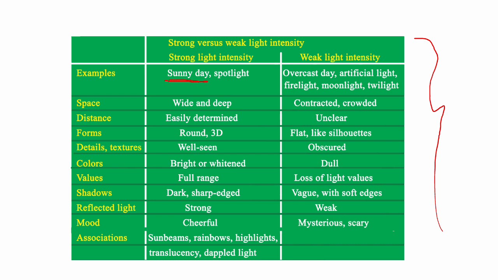Strong light intensity would be a sunny day or a spotlight. Weak light intensity would be an overcast day, firelight, moonlight, twilight. And there are certain phenomena that you can't get unless you have strong direct light, and that's sunbeams, rainbows, highlights, translucency, and dappled light. And I'll have videos for all of these.